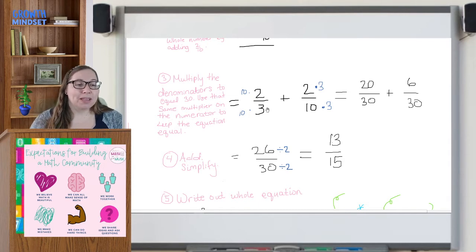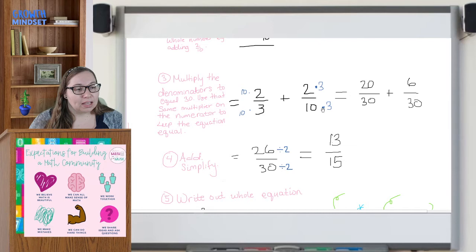So in order to make 3 into 30, we multiply it by 10. In order to keep this fraction equivalent, we multiply the numerator by 10 as well. That's going to give us 20 over 30. Now, for the second part of the equation, we have to do the same thing. So 10 needs to equal 30. In order to do that, we multiply it by 3. So 10 times 3 equals 30.